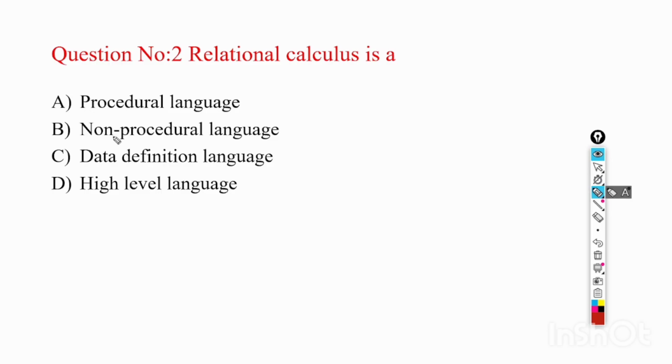So, a simple exam trick to remember cardinality: cardinality means rows, and rows are nothing but tuples. Degree is nothing but columns, and columns are nothing but the number of attributes. So now going to question number 2.